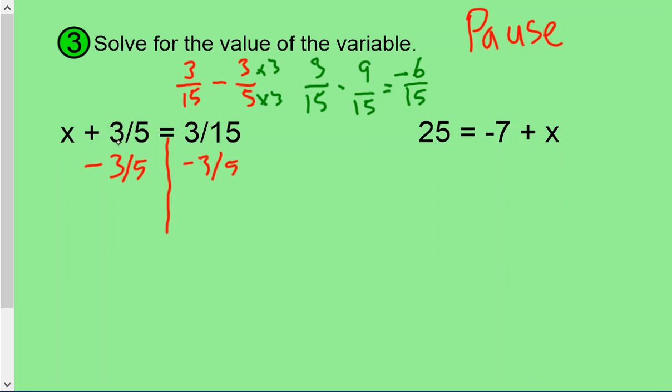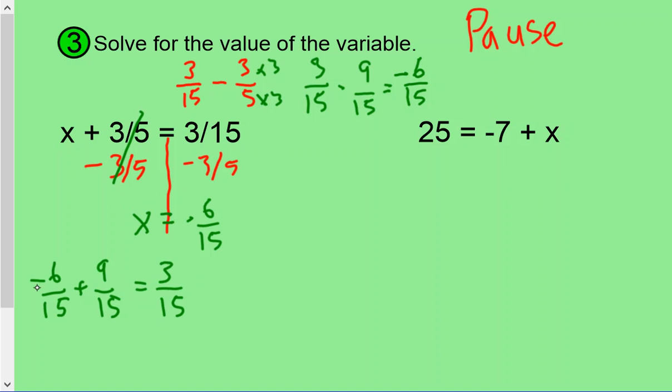So if we go back to our equation, 3/5 minus 3/5 cancel out, and 3/15 minus 3/5 is negative 6/15. So x equals negative 6/15. And if we plug that back into our equation, it would say negative 6/15 plus 9/15 equals 3/15. And negative 6 plus 9 will give you a positive 3/15. So the value for the variable is negative 6/15.